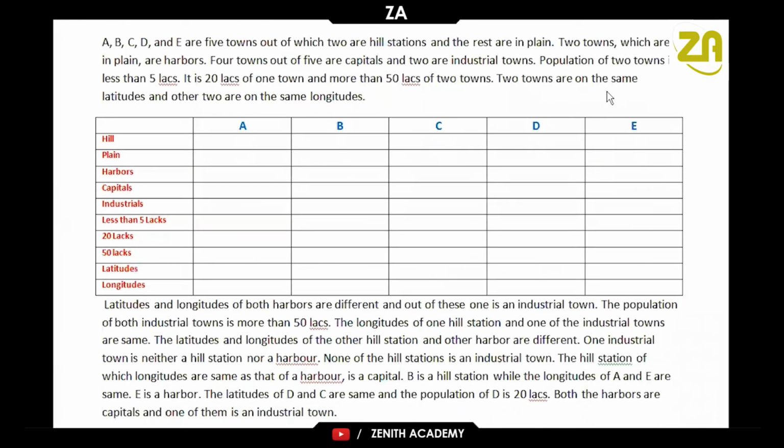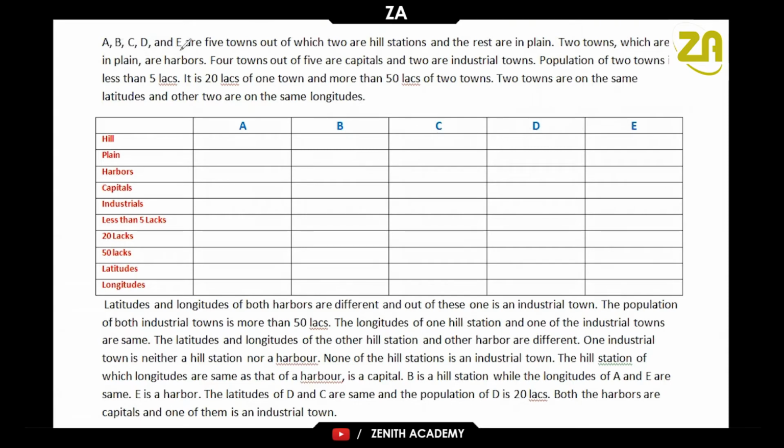Look here. Again, as I said in previous examples, here we have basically two objects. One is ABCD towns and second is properties, which you can take on one axis. Towns and hills you can take on one axis. So let us see.